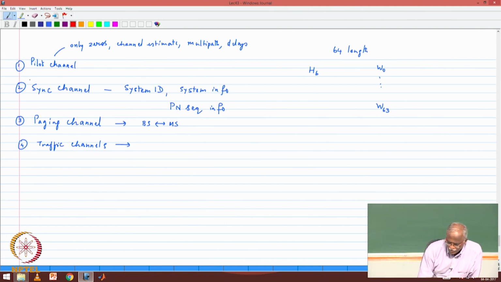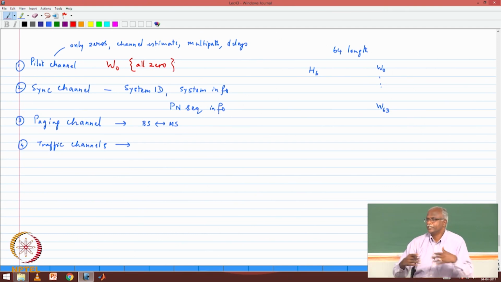What is used on the pilot channel is W0. That happens to be the all 0 code. So basically there is no information going on. It's all zeros. The only thing is there will be a scrambling sequence that will make it look like a random sequence, and that's what is used for channel estimation.